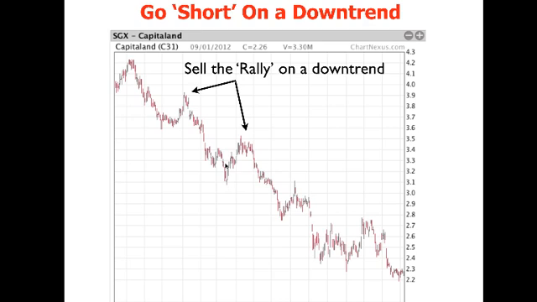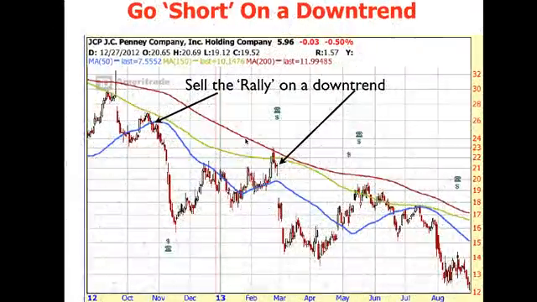So you want to wait for the price to go up in a short-term rally, hit a resistance, and bounce back down. And you sell only when it bounces back down. And again, the best resistance to use would be a moving average. So in this case, for JCPenney, we see the 50 blue, 150 green, and 200 red moving average.